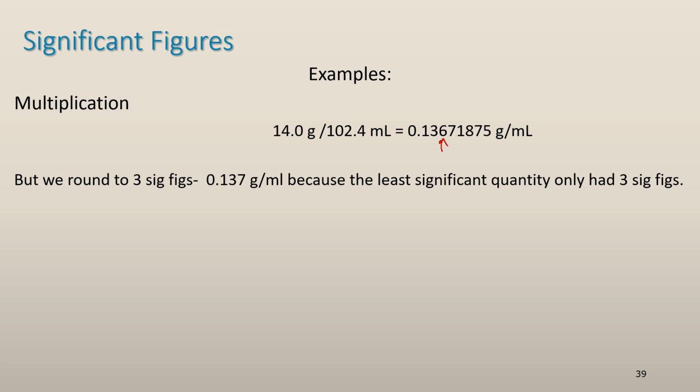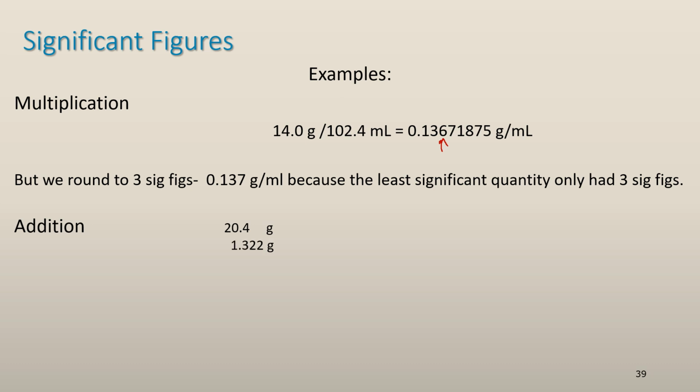Don't forget your units, it's grams per milliliter, and so that's got 3 significant figures because we only have 3 here. If we only had 2 here, we would round it to two significant figures, or 0.14. So the value should represent the significance of the numbers used in your calculation. So again, multiplication and division is easy because you just use the same number as the smallest.